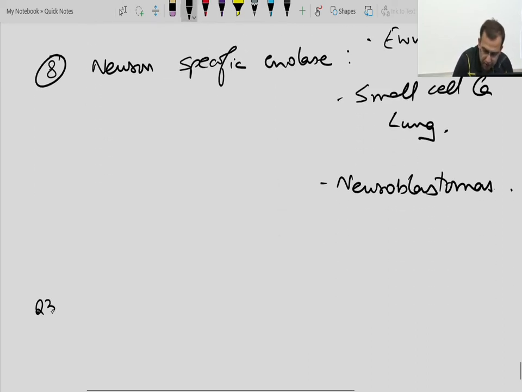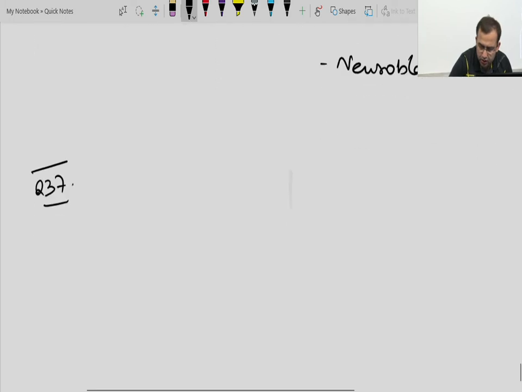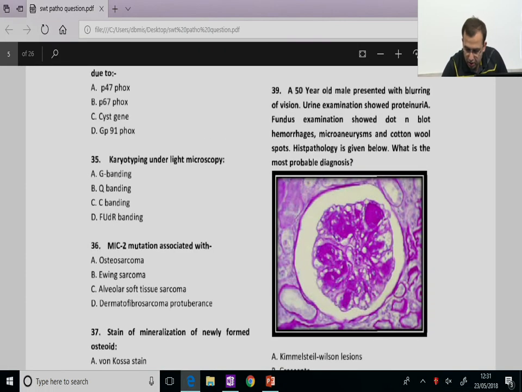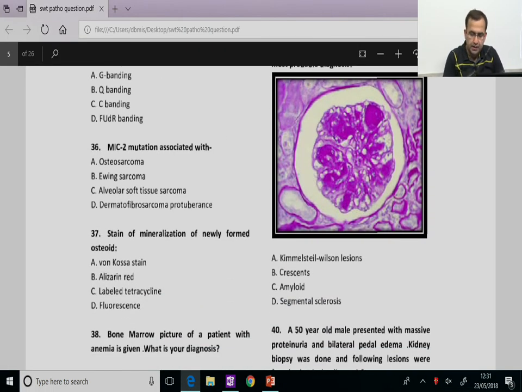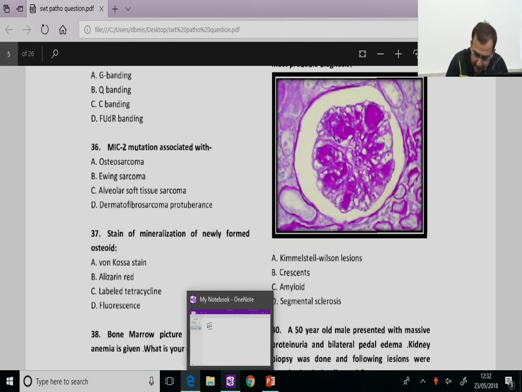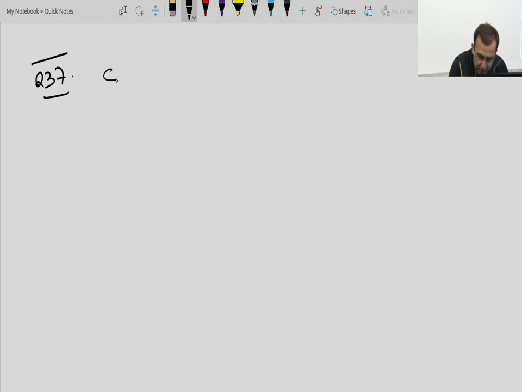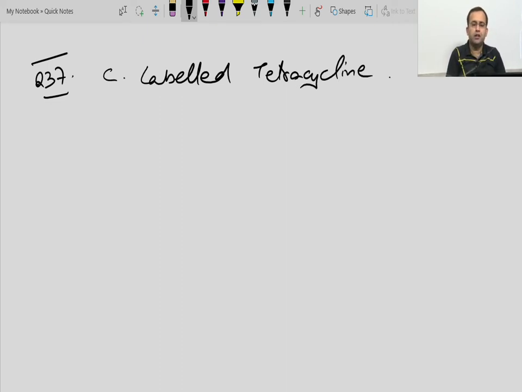Next, this gets us to the next question, that is question 37. Sorry, I said 97 earlier, it is question 37. Stain of mineralization of newly formed osteoid. The answer is C, that is labeled tetracycline. For newly formed osteoid, labeled tetracycline.